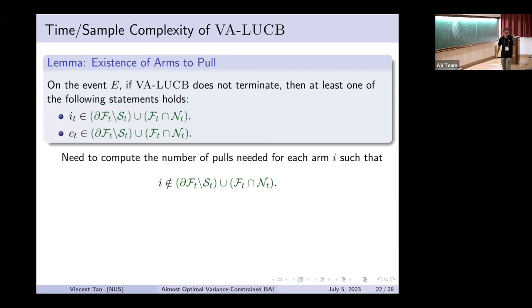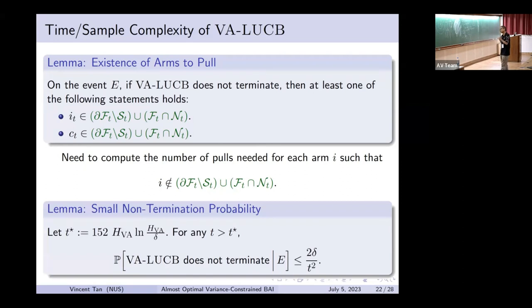I can just say that on the event E, the best arm will not be thrown out, and eventually all the other arms will be thrown out. We have to take care of the fact that we are not just looking at the best arm, but we also need to take care of feasibility. All the others will eventually be thrown out, but we need to count how many pulls we need in order to make sure that everything else that is either infeasible or suboptimal is effectively thrown out.